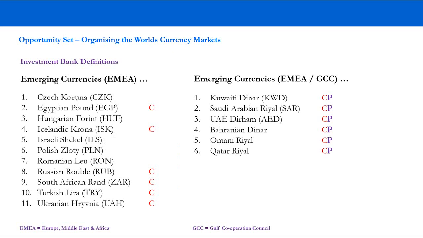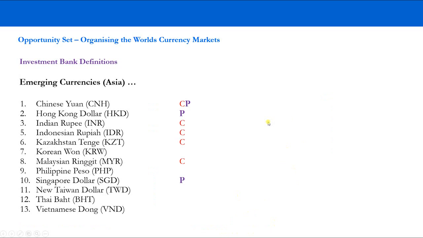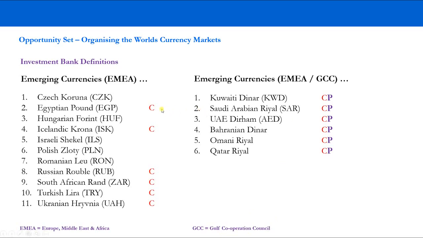The other definition that we look at with investment banks and retail brokers is emerging currencies. So we're talking about countries here whose economies are small and growing at a high rate, or should be growing at a high rate, and they're defined as emerging currencies. Emerging currencies, typically within investment bank and retail broker definitions, are split up into EMEA, so Europe, Middle East, and Africa, Gulf, so Gulf Cooperation Council, GCC, and also on the next page, Asia. And what you see here is that we've marked up again a bunch of these currencies with a letter C because they're dependent very heavily on just one or two commodity prices.